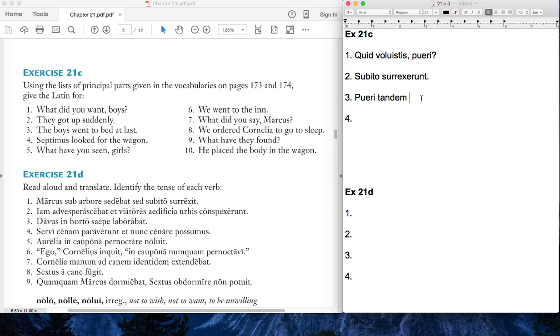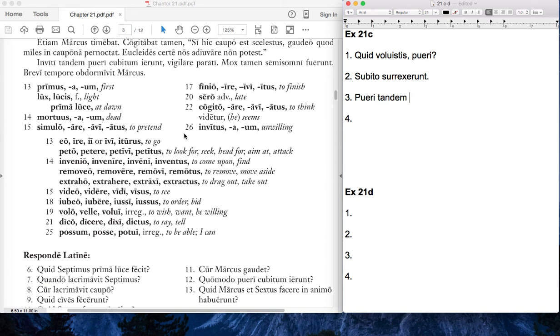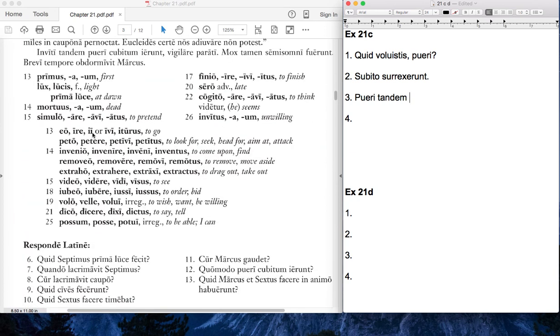Now, to go is eo ire. Let's go back and see if we can find the principal parts here. There it is, eo ire. You see the third principal part is ii or ivi, so either one of those is okay to use here. And I'm going to go with this first one, ii. All right, so we were trying to say went. So the boys went. I'm going to take that I right there, but now I'm going to lose the second I, and this basically becomes the perfect stem now.